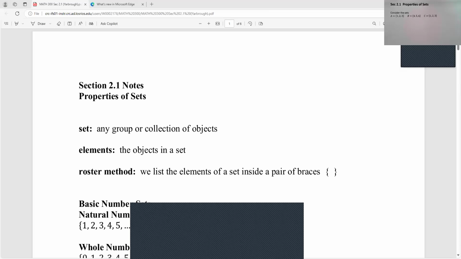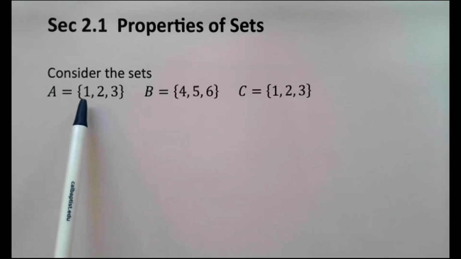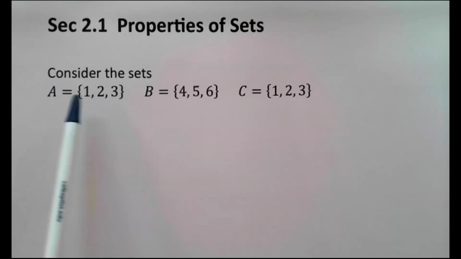In our section 2.1 notes, it says that a set is any group or collection of objects. It doesn't have to be numbers. Could be letters, could be people, could be names of cars, it could be cities, it could be anything really. Just any group or collection of objects. Elements are the objects in a set. So for example, 1, 2, and 3 would be the elements that make up set A.